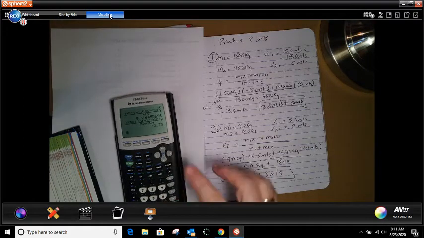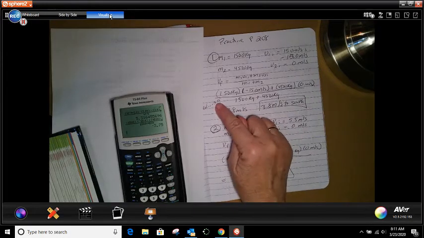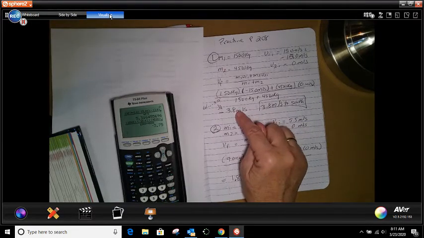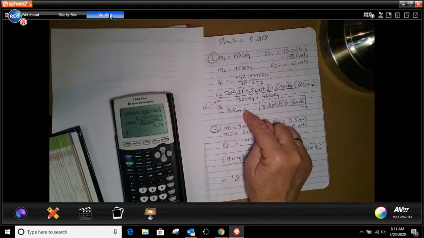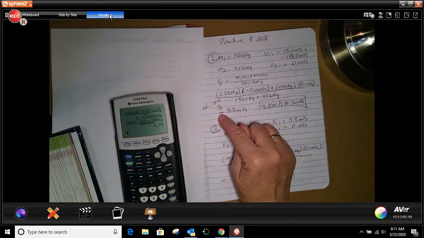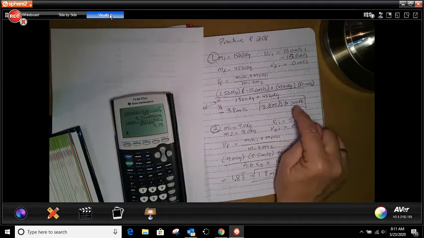When I do that, I get negative 0.375. Since it's negative 0.375, I'm going to go ahead and change that to negative 3.8 meters per second. And remember, since it is in a negative direction, and it was talking about going south, we're going to have it in a positive direction, which would be 3.8 meters per second to the south.